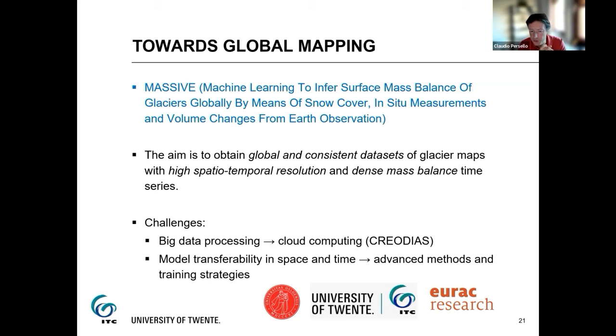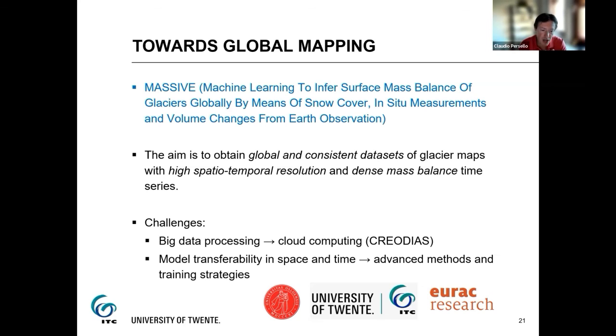which is carried out together with the University of Oslo and EURAC Research in Italy. We are aiming at producing a global and consistent data set of glacier maps with high spatial and temporal resolution and dense mass balance time series.